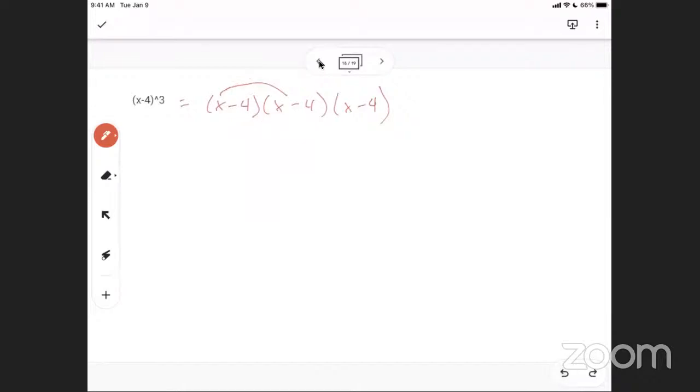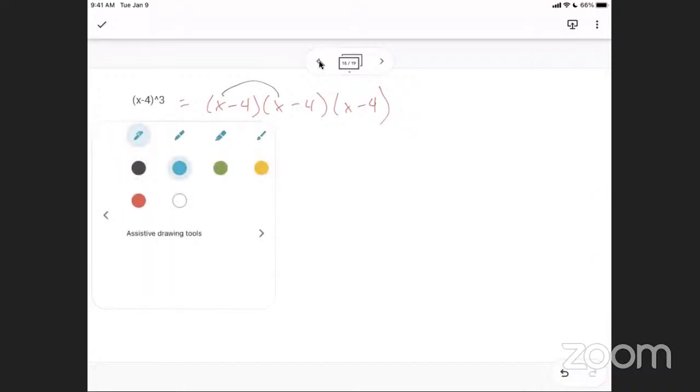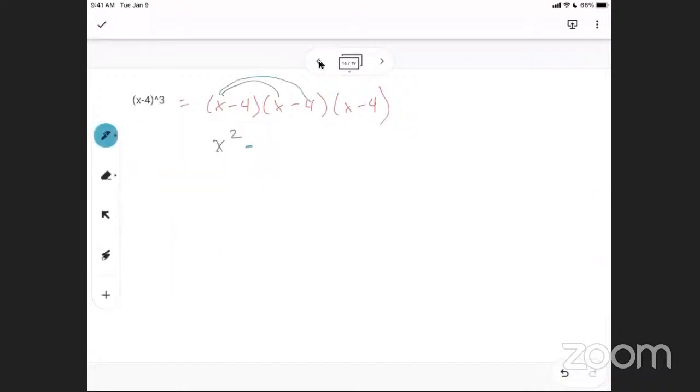I'll color code it here. So this times this is x squared. This times this is negative 4x. Negative 4 times x is also negative 4x. And negative 4 times negative 4 is positive 16. Got it? Yeah. So that simplifies to x squared minus, notice those are like terms. What's negative 4x minus 4x? Negative 8x. Negative 8x plus 16. But then we still have this other x minus 4 that we haven't distributed in yet.